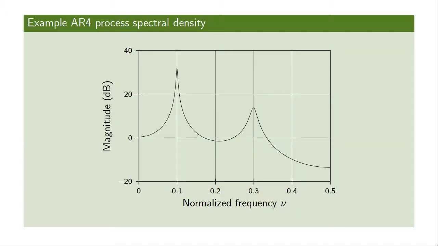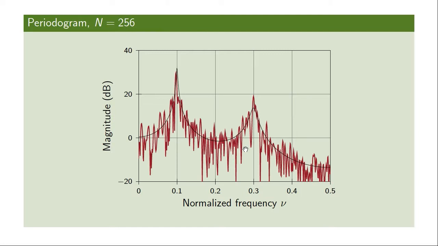And this is the one that we will consider in detail in what follows. So in order to get a view of how well an AR spectrum estimator works, let's consider again our AR4 process with the power spectral density as we've seen before. And just as a reminder, the periodogram gave us an estimate looking something like this.